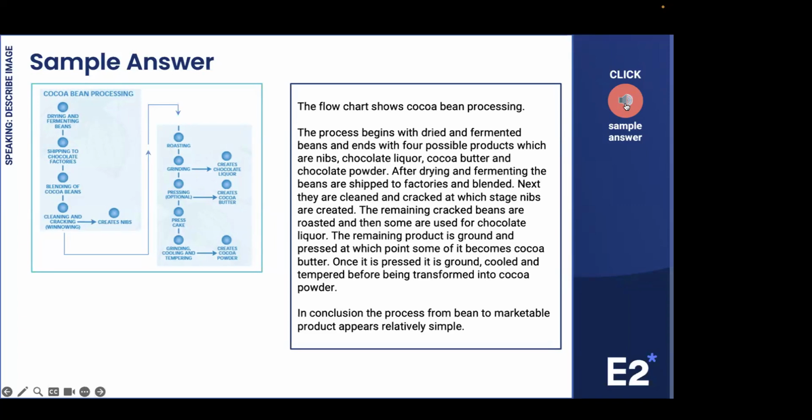Next, they are cleaned and cracked, at which stage nibs are created. The remaining cracked beans are roasted and then some are used for chocolate liqueur. The remaining product is ground and pressed, at which point some of it becomes cocoa butter. Once it is pressed, it is ground, cooled and tempered before being transformed into cocoa powder. In conclusion, the process from bean to marketable product appears relatively simple.